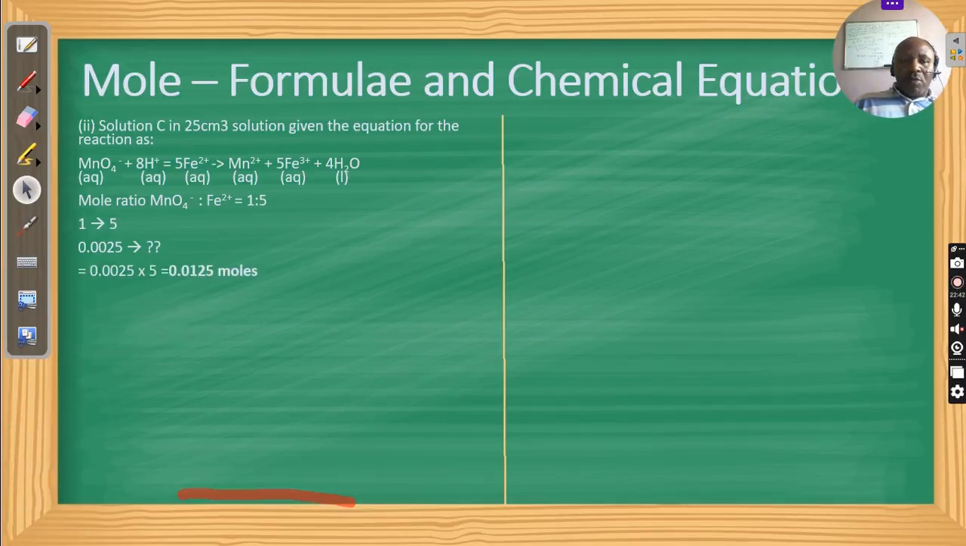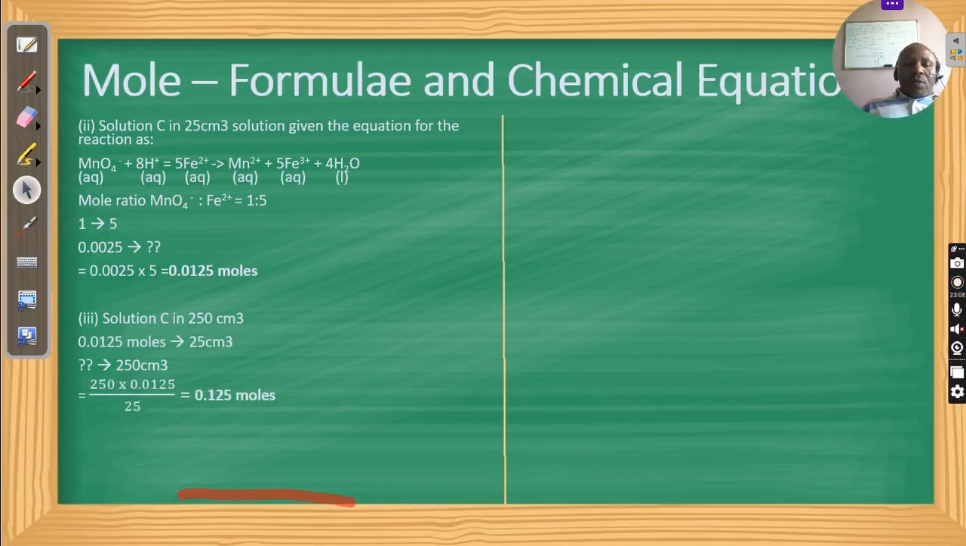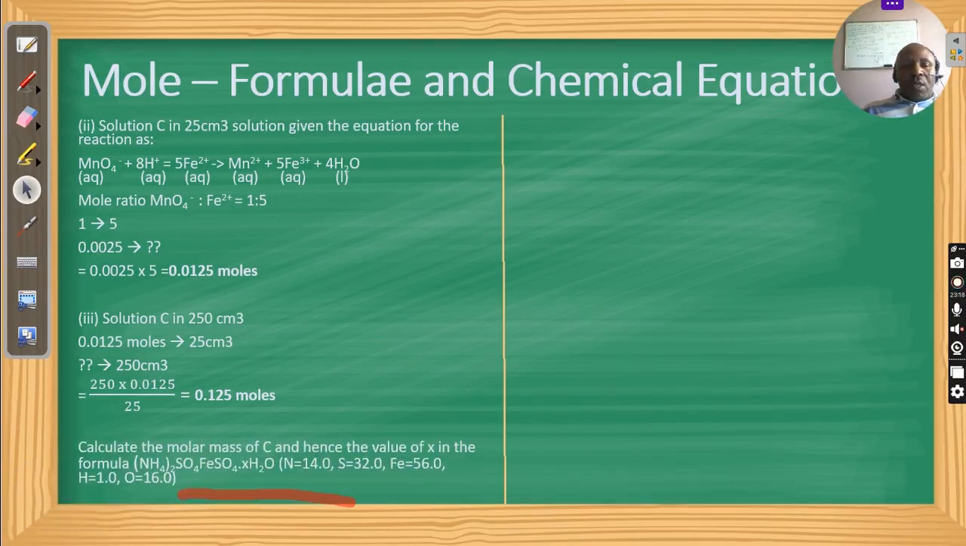Once you find that, what you need to do is to multiply, and you get that the number of moles of C in 25 centimeter cubic will be 0.0125 moles. So what about in 250 centimeter cubic for solution C? We found that 0.0125 moles is in 25 centimeters. What about 250 centimeters? Once you do your cross multiplication, you get that the number of moles of C in 250 centimeter cubic will be 0.125 moles.